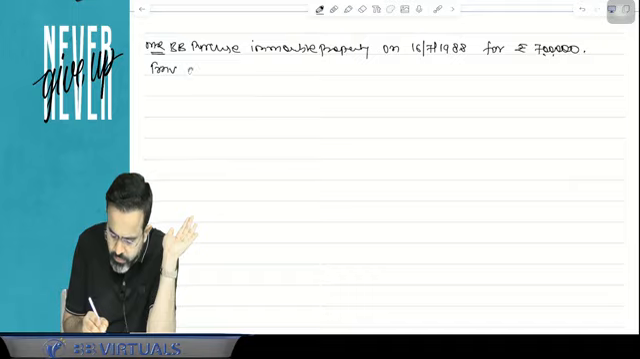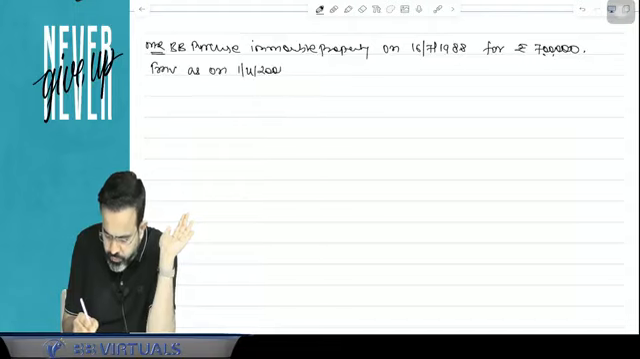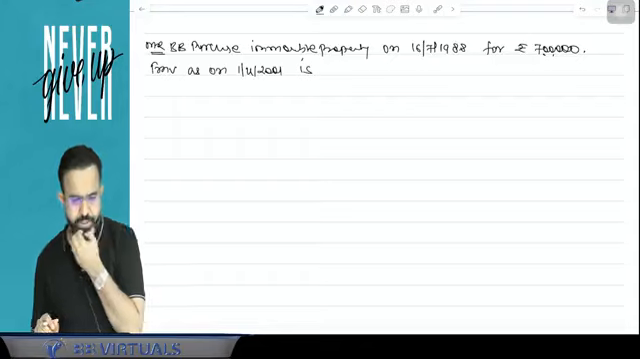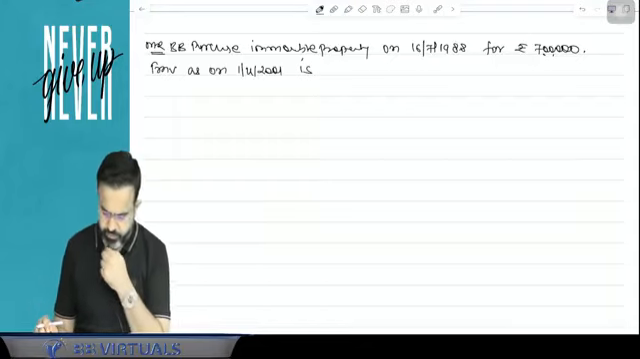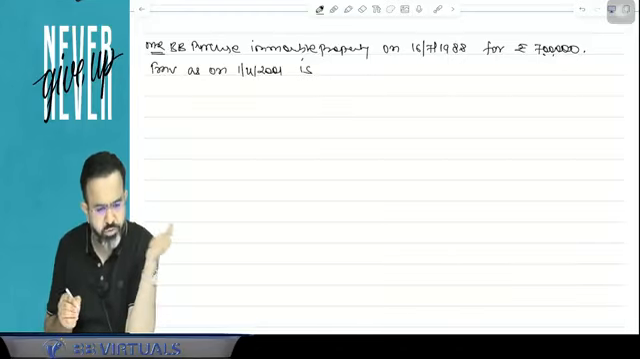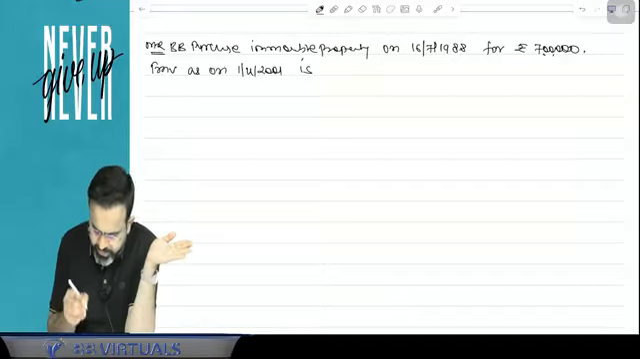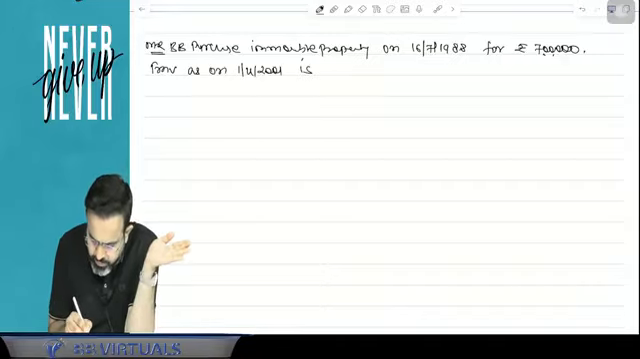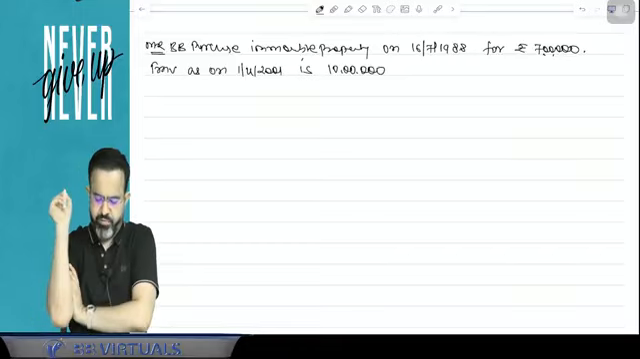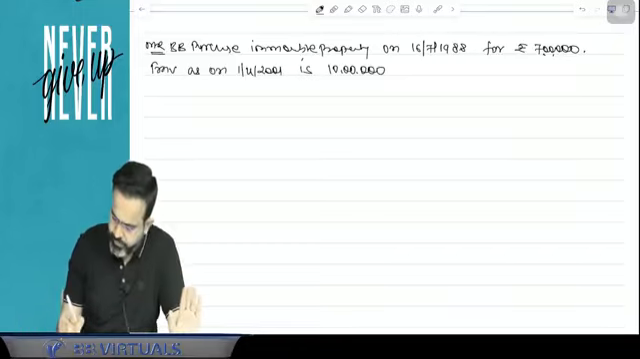FMV as on 1st April 2001 is 10 lakh rupees. 10 lakh rupees is FMV as on 1/4/2001.